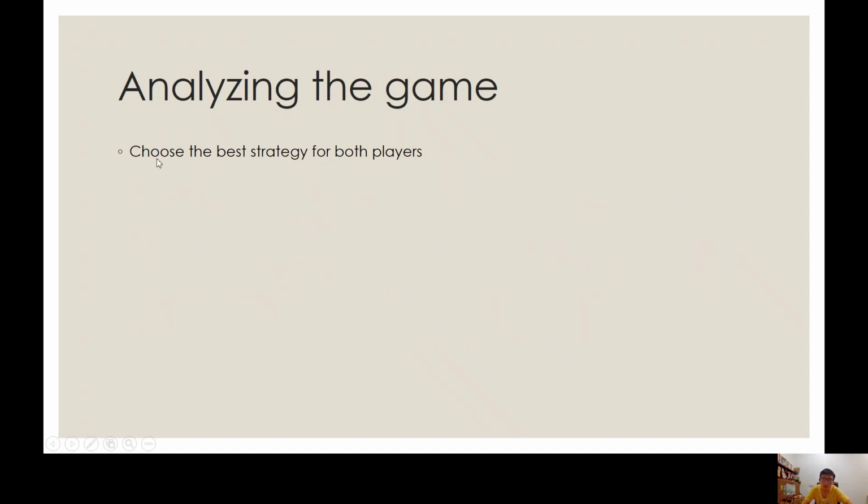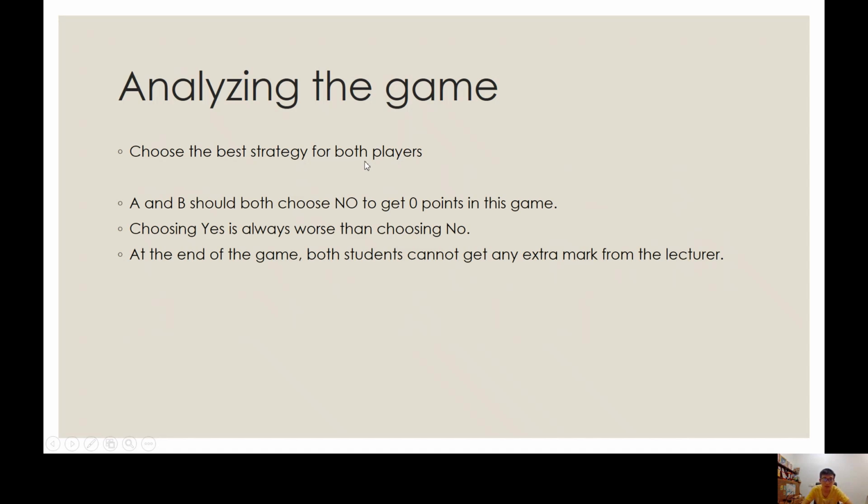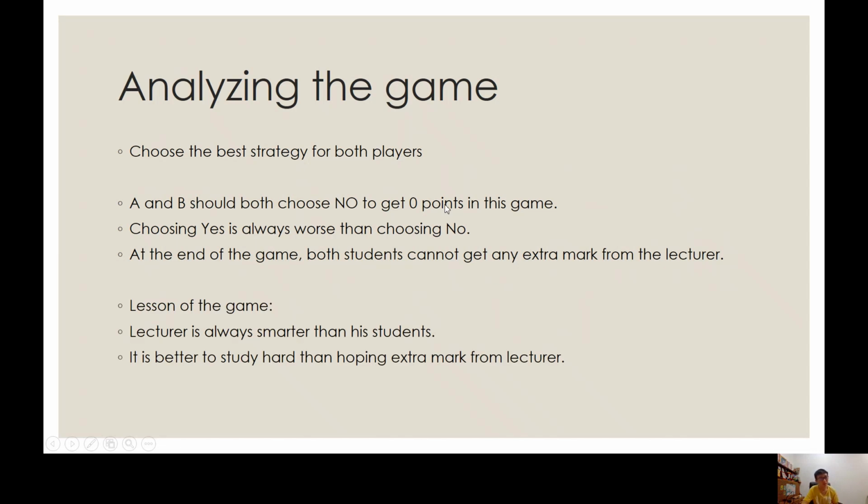Next, we need to choose the best strategy for both players. Obviously, A and B should both choose no to get 0 points in this game, because we can clearly see that choosing yes is always worse than choosing no. From our prediction, at the end of the game, both students cannot get any extra mark from their lecturer. The lesson of the game: the lecturer is always smarter than his students. It's better to study hard than to hope for extra marks from the lecturer.